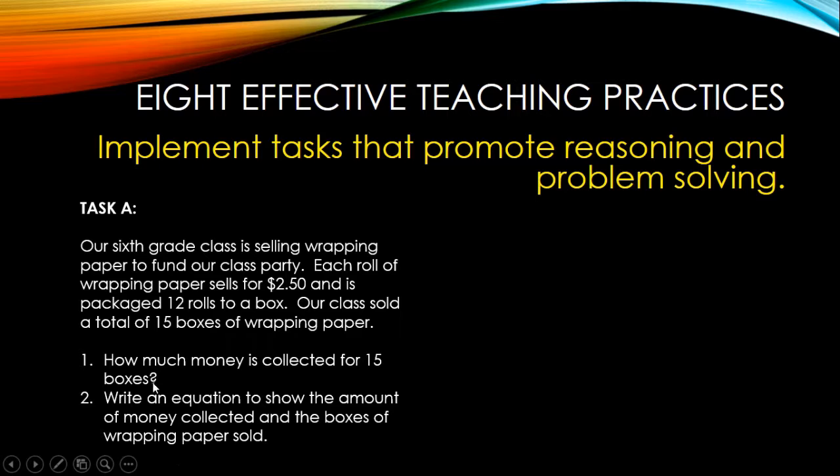Task A says, our 6th grade class is selling wrapping paper to fund our class party. Each roll of wrapping paper sells for $2.50 and is packaged 12 rolls to a box. Our class sold a total of 15 boxes of wrapping paper. How much money is collected for 15 boxes? Write an equation to show the amount of money collected and the boxes of wrapping paper sold.